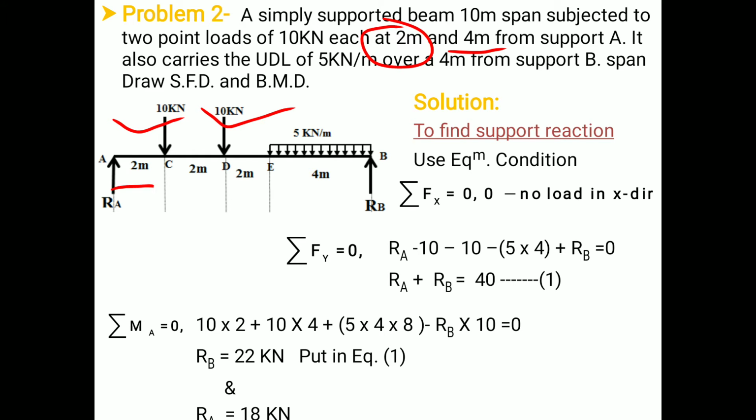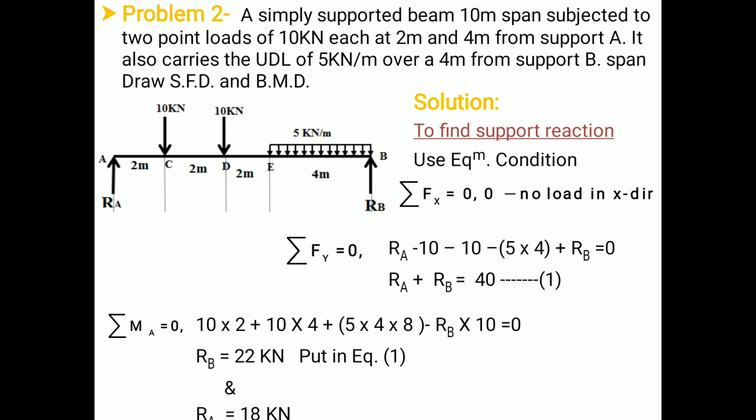So from support A, the first load is at a distance of 2 meter and the second load is at a distance of 4 meter. It also carries a UDL of 5 kN per meter. So the intensity of UDL is 5 kN per meter over the span of 4 meter. Draw SFD and BMD. So we have to draw the shear force diagram and bending moment diagram.